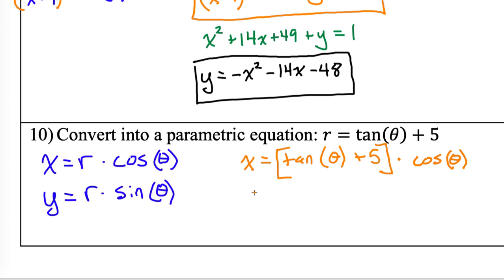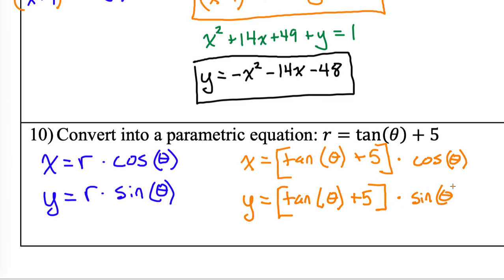Okay, now do it for y. y is equal to the same thing. Tangent of theta plus 5. Put square brackets around it, or any parentheses, doesn't really matter. And then times sine of theta. Done. Cool. That concludes the pretest 1 for Calculus, or AP Calculus BC.